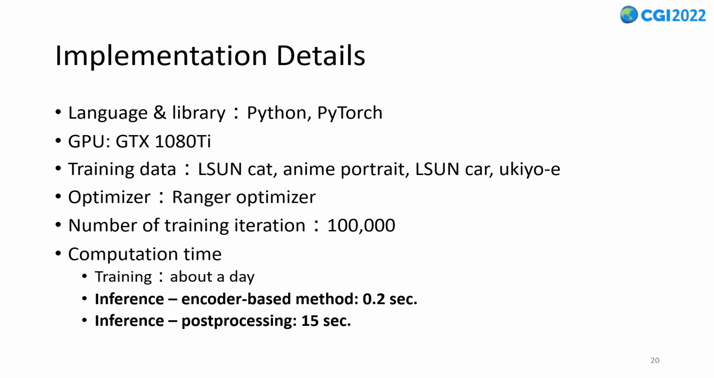Next, I'd like to show experimental results. This slide shows implementation details. I omit details but want to mention computation time. For inference, our encoder-based method takes 0.2 seconds, while post-processing takes 15 seconds. So the user is supposed to first use the encoder-based method interactively, and finally apply post-processing.